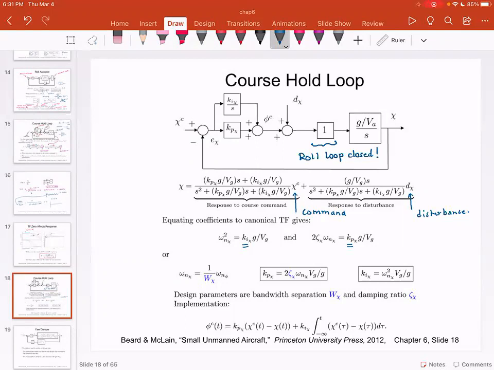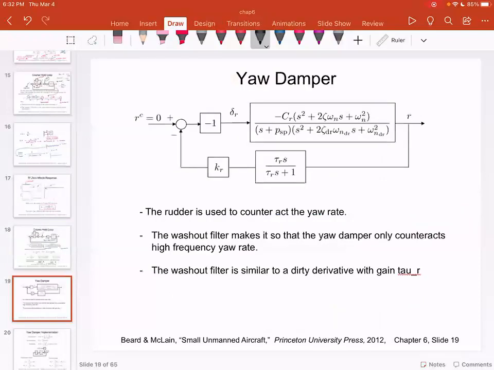Now, all said and done, how would you implement this? It will be implemented as a proportional controller on the difference between the desired course and the actual course, which is the error, and an integral term on that error. So when you are trying to design a course hold loop, you will use a P and I control. The advantage of this P and I control is that you would be able to cancel out the oscillations and maintain the commanded course.